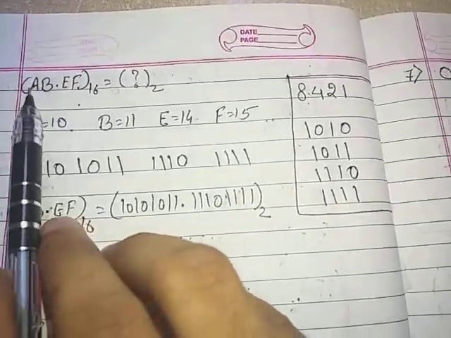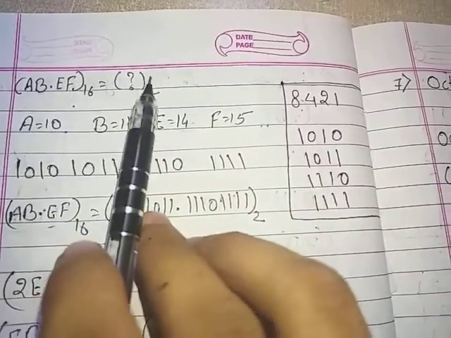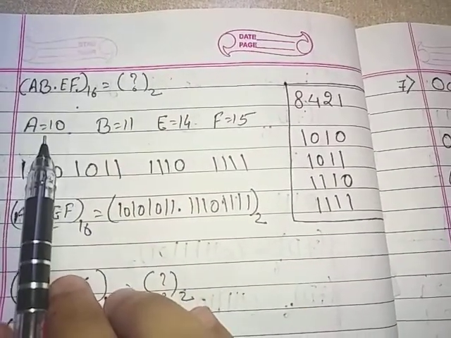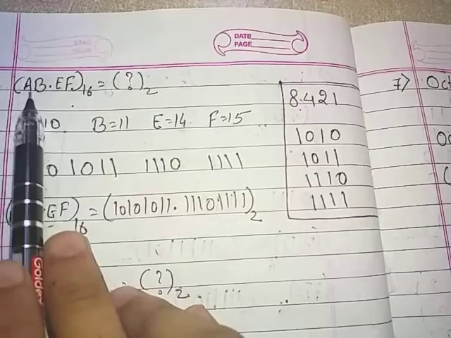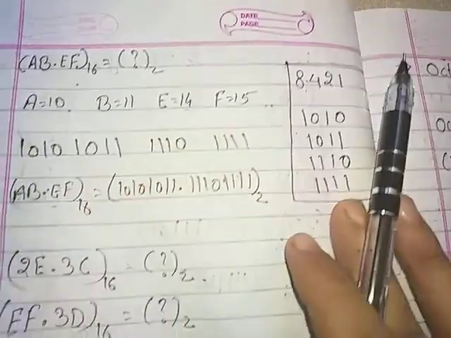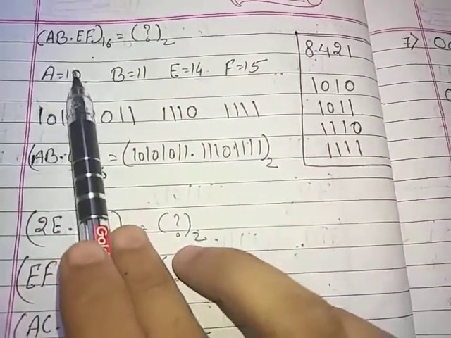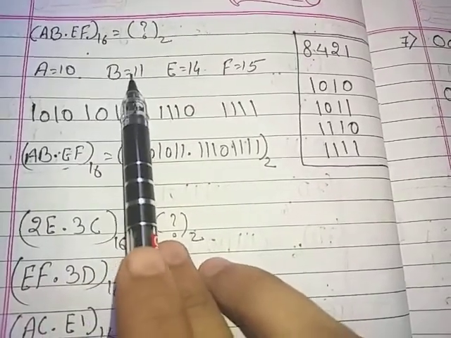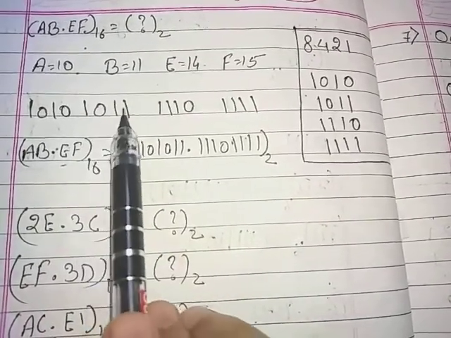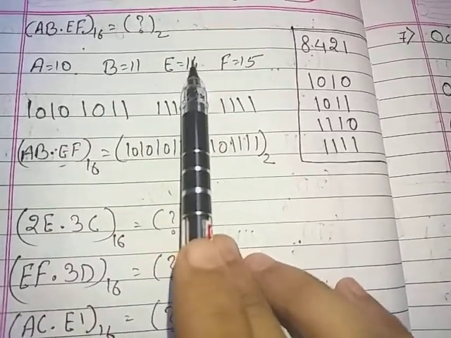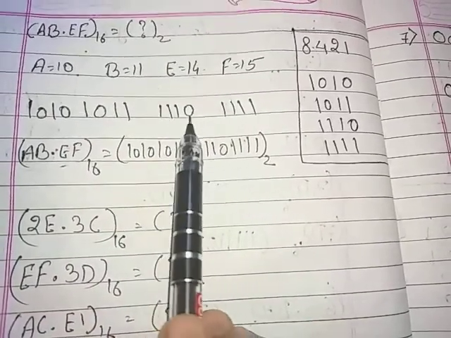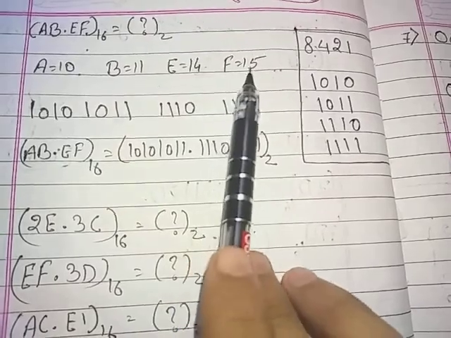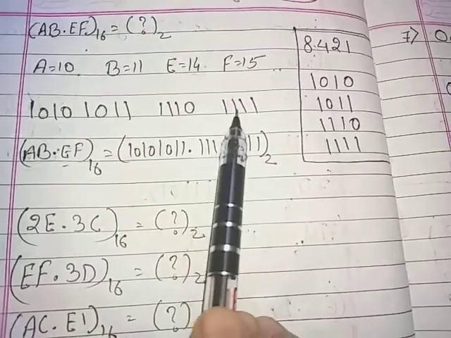Suppose if I want to convert AB.EF radix 16 into radix 2, first I will write 4 bit equivalent binary number for each hexadecimal digit. So we have A that is equal to 10, 10 can be written as 1010, B that is equal to 11 can be written as 1011, E that is equal to 14 can be written as 1110 and F that is equal to 15 can be written as 1111.